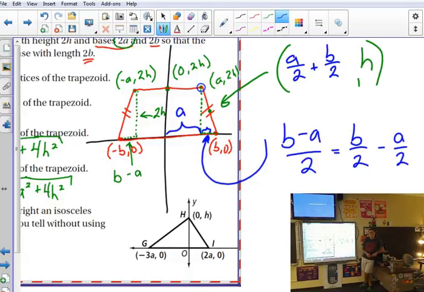The other midpoint would just be the opposite. So you could make it negative A over 2 minus B over 2.